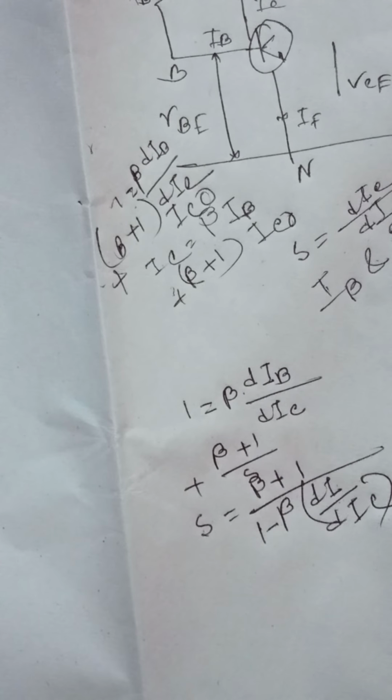It's necessary to keep collector current constant in the face of variations of ICO. The extent to which the biasing circuit is successful in achieving this goal is measured by the stability factor.